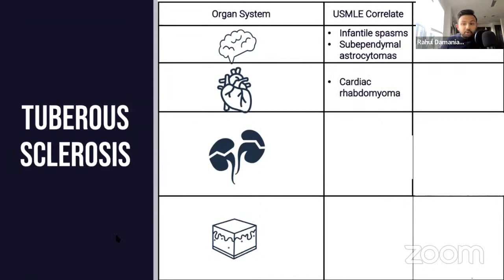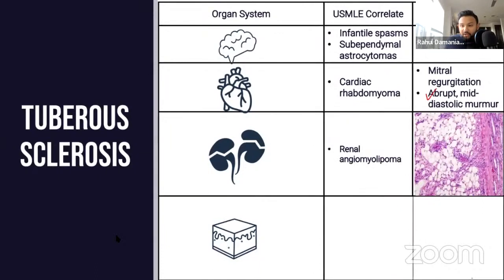You can also get in tuberous sclerosis, cardiac rhabdomyomas. So these are muscle tumors that are going to be primarily in the atria, and they are going to cause you to have some loss of preload to your ventricles. These patients can present on your USMLE with this abrupt mid-diastolic murmur, as well as valvular incompetence. Patients with tuberous sclerosis are going to have these renal angiomyolipomas.